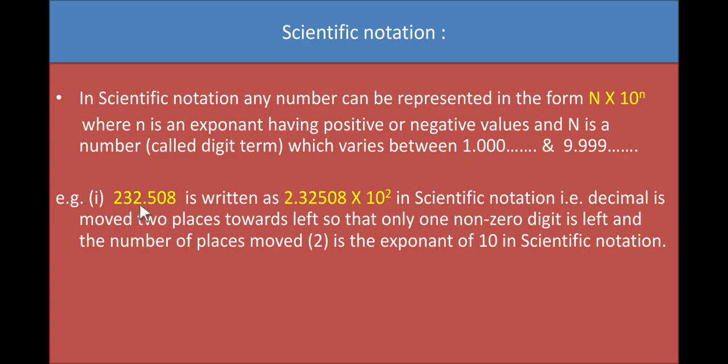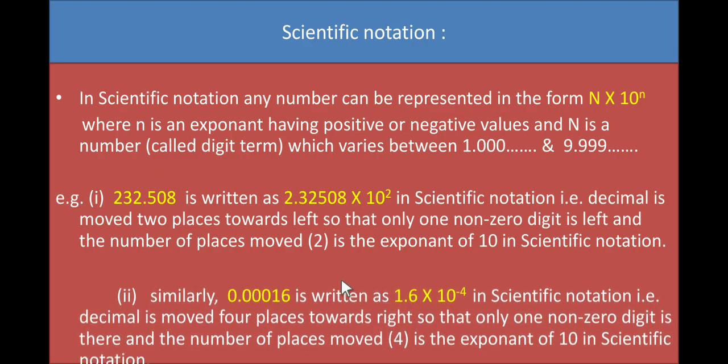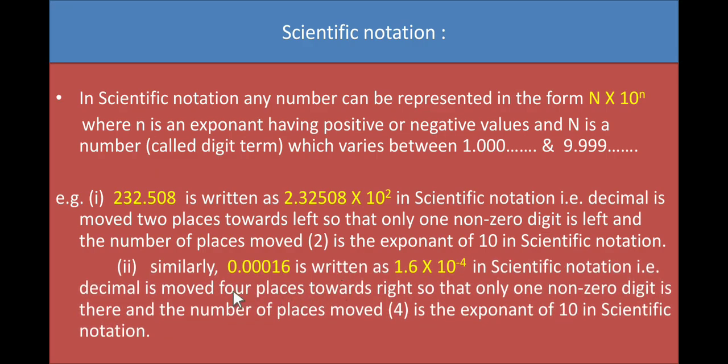You see, here the decimal point is shifted to just after 2, and due to this we are raising the power of 10 by 2. Okay, this form is standard form and it is called scientific notation. Let us take another example.